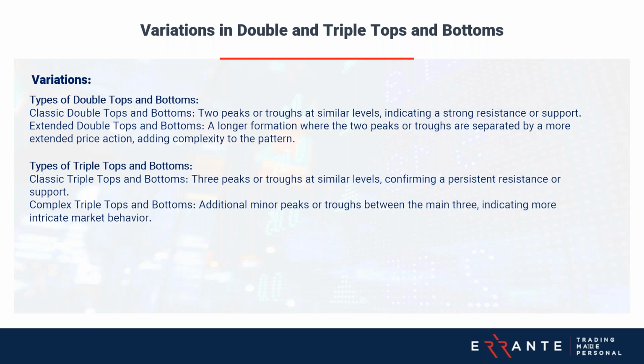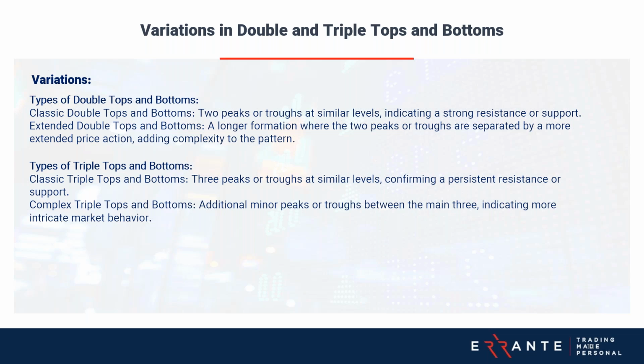However, sometimes we encounter what we call extended double tops and bottoms. These are patterns where the 2 peaks or troughs are separated by a more extended period of price action, adding more complexity and potential uncertainty to the pattern. Similarly, complex triple tops and bottoms involve additional minor peaks or troughs between the main 3, reflecting more intricate market behavior and potentially more noise in the signal.